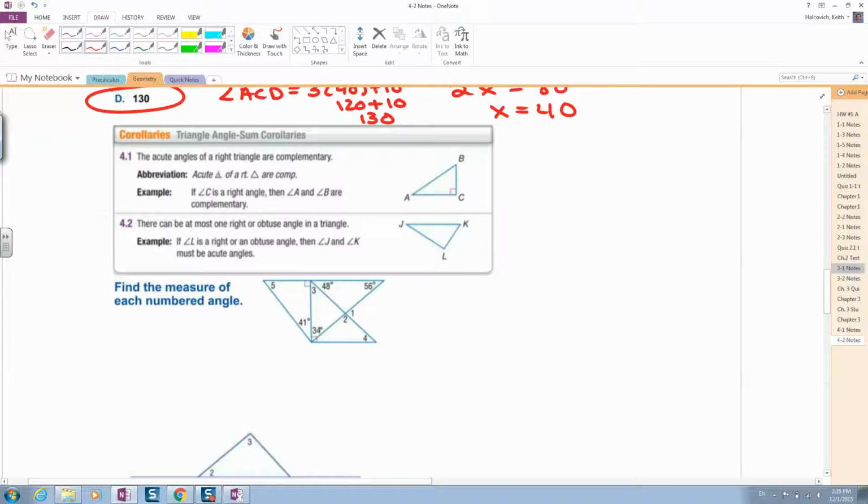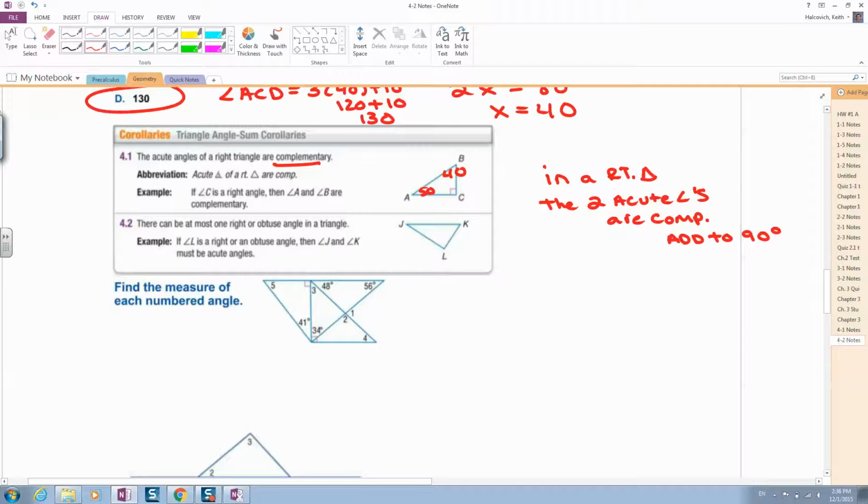All right. The next are what are called corollaries, which basically means they're things that come from the angle theorems. For example, if you have a right triangle, the two other angles, A and B, have to be complementary. Complementary means add up to 90. So if this is 50, then this is 40. So in a right triangle, the two acute angles are complementary, meaning they add to 90 degrees. That's what the first corollary is saying.